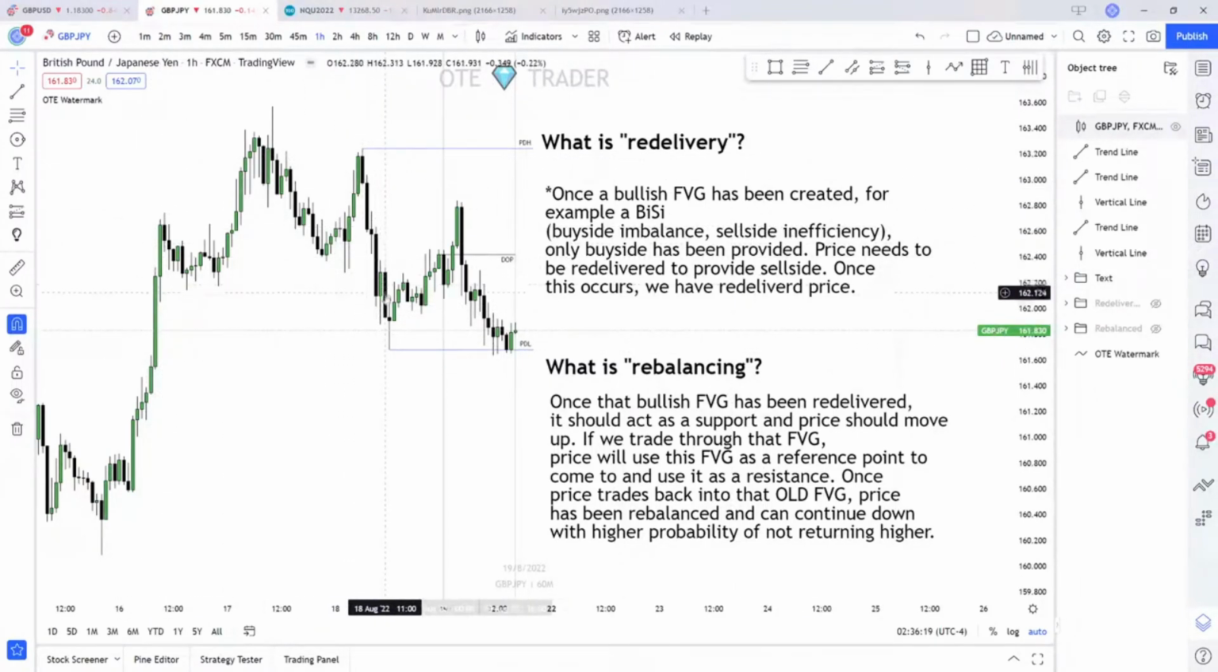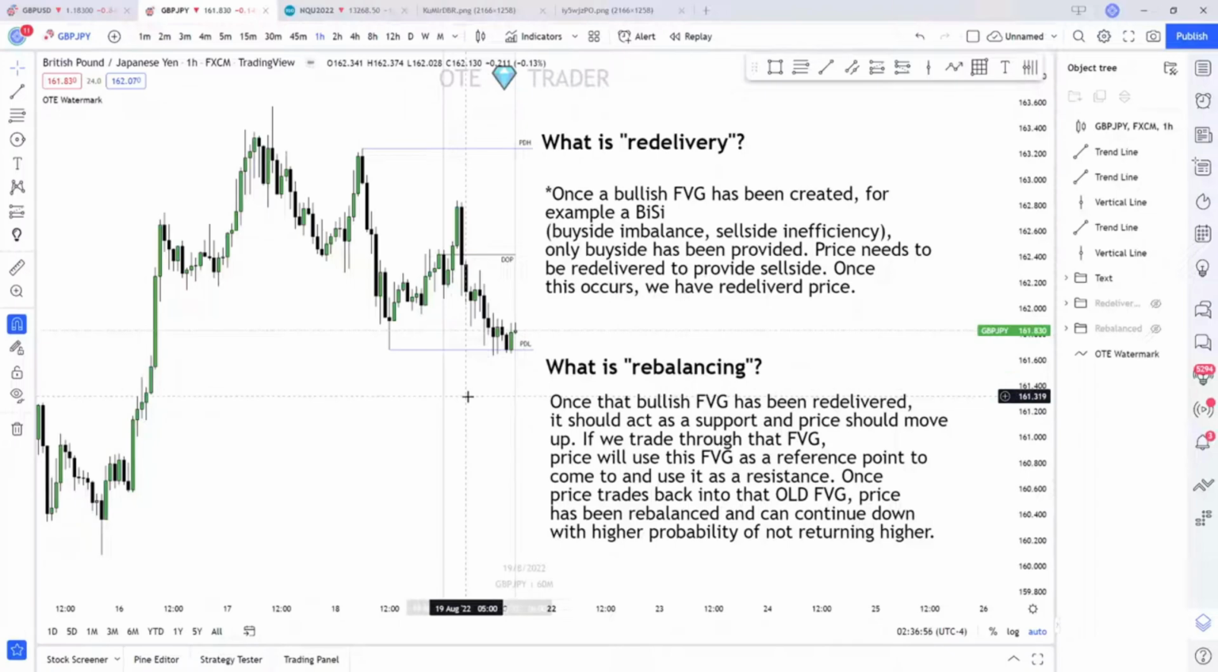Now with the redelivery of price, price should use this as support, and once it does, it's redelivered and we move up. So what happens once we trade through? It's still not balanced. Why is that? Because once it has been redelivered, it should have acted as support. Once we go into the sell side of the curve and trade through it, it's still unbalanced and price can reference it again and use it as resistance.